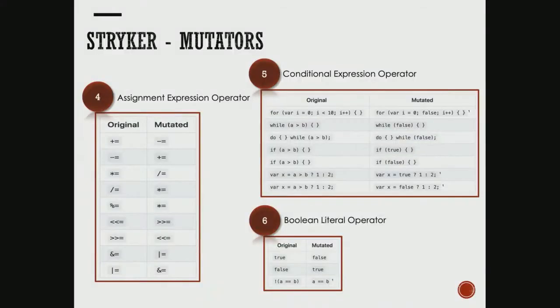It has assignment expression operator, so if you have plus equal, it will be changed to minus equal, and vice versa. It has conditional expression operator, so if you have some condition, if a less than b, it will remove a less than b and put true, or remove it and put false. It will try to challenge every line of code that you have. It has Boolean literal operator, so if you have var x equal true, it will change it to false, and vice versa.